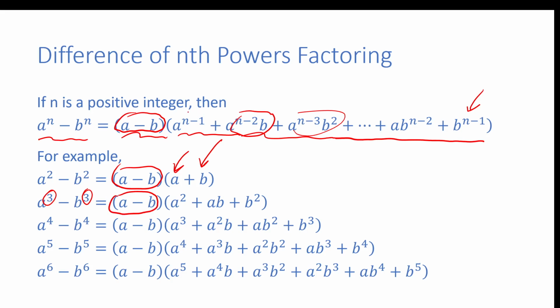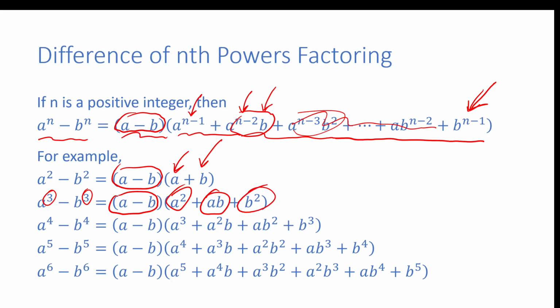We're going to have a to the 3 minus 1, which is a squared. And then we're going to have a to the 3 minus 2 times b, which is the same as a to the 1 times b, which is ab. And then we're going to go down to the end. All of these become unnecessary. And we go down to the end and we have b to the n minus 1. Again, n in this case is 3. B to the 3 minus 1 is the same as b squared.